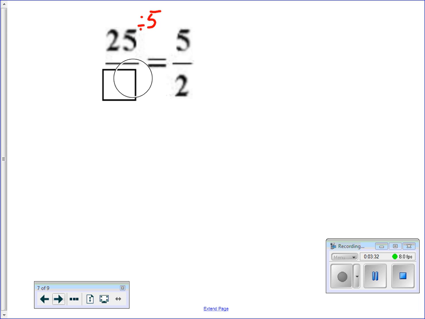Now you could also do this problem by using the multiplication rule, right? I could have taken 5 times 5 to give me 25, which means 2 times 5 gives me 10. The same answer. So whichever way works easier for you, as long as you can understand both ways to use multiplication and division, then you're golden.